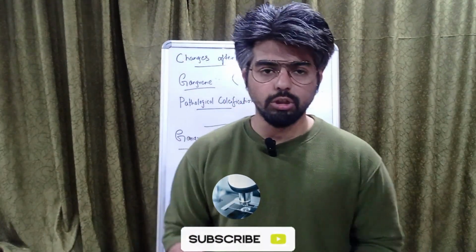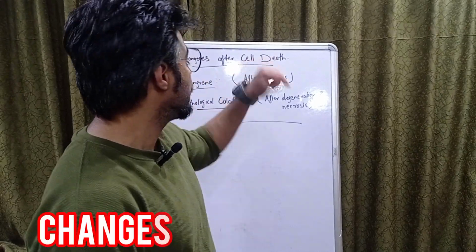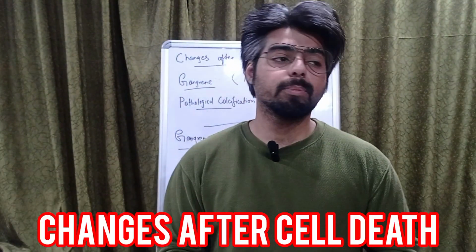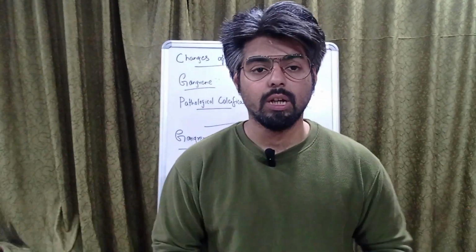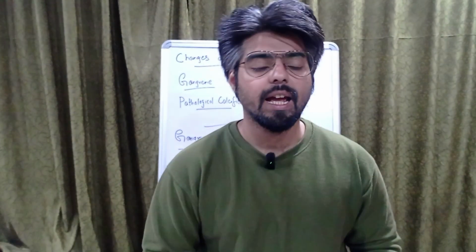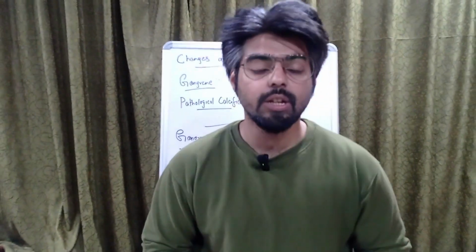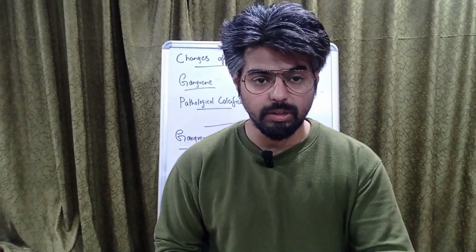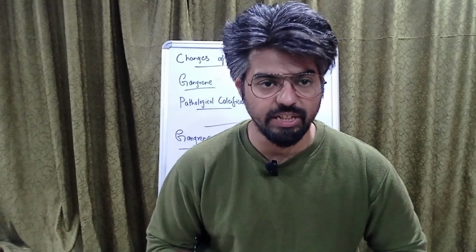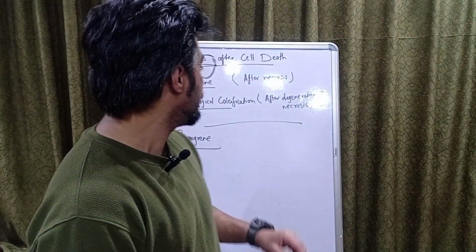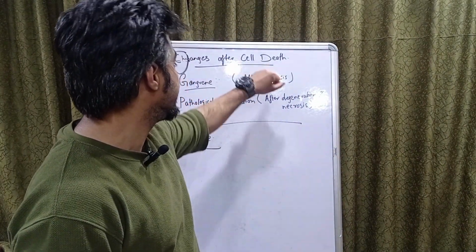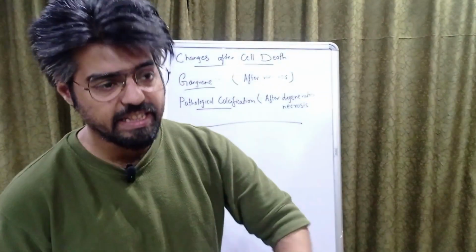Today we are going to discuss the topic of changes after cell death. In the previous videos we have discussed irreversible cell injury and reversible cell injury, and what the types of reversible and irreversible cell injury are. Now let us see what happens to the cell after they die, or the changes that occur after cell death.